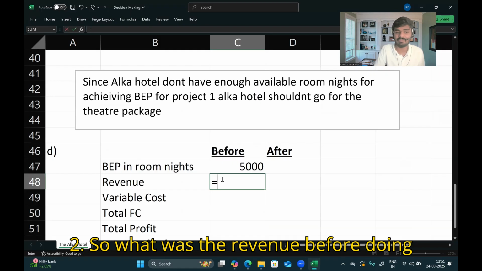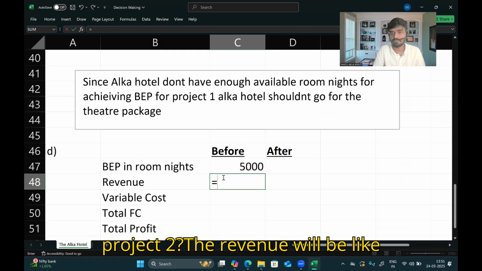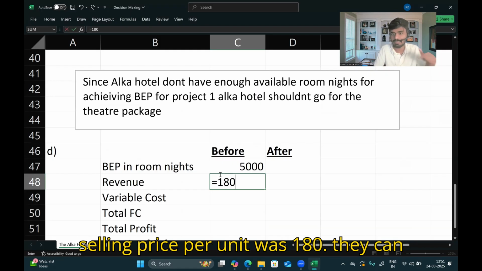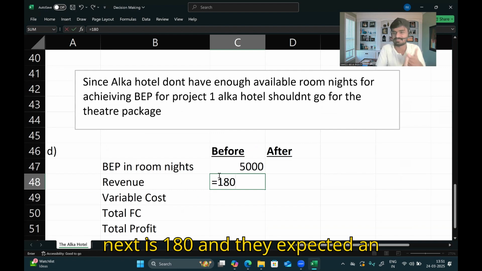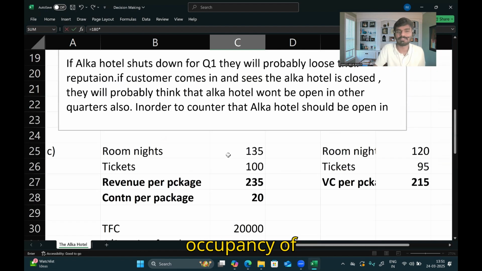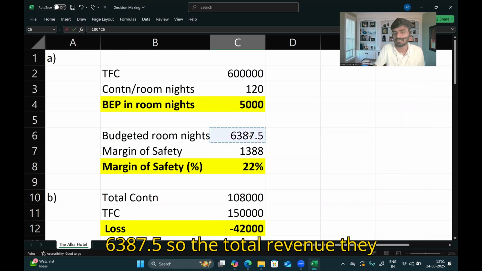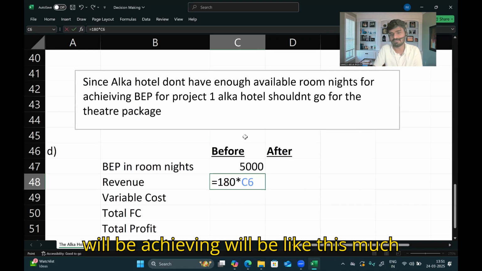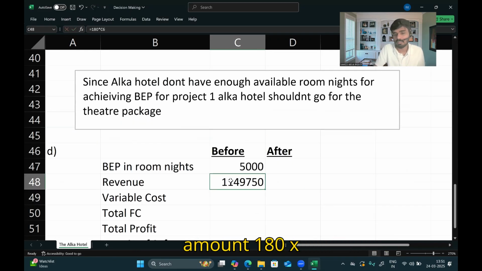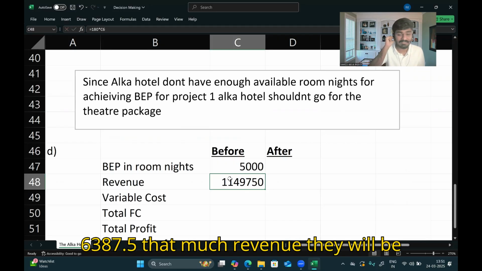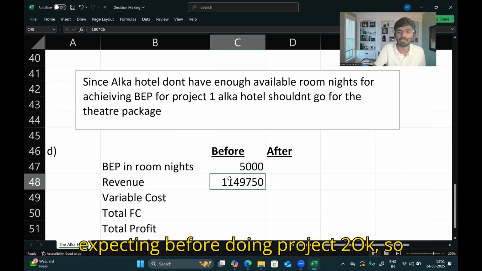So what was the revenue before doing project 2? The selling price per unit was 180. The revenue they generate per room night is 180, and they expected an occupancy of 6,387.5. So the total revenue they will be achieving will be 180 into 6,387.5. That much revenue they will be expecting before doing project 2.